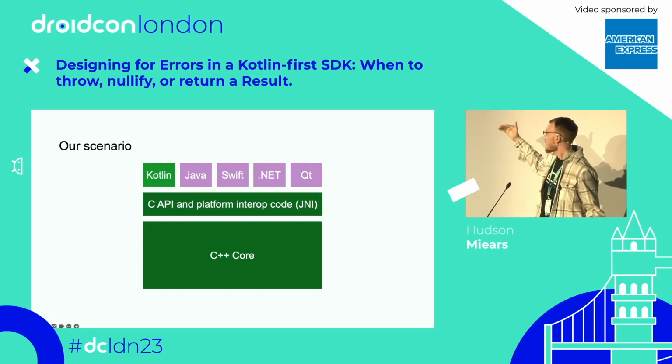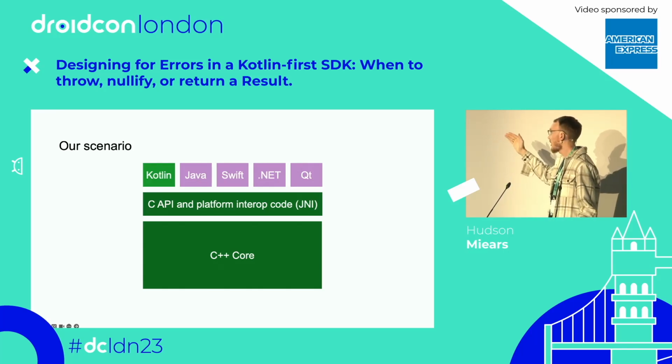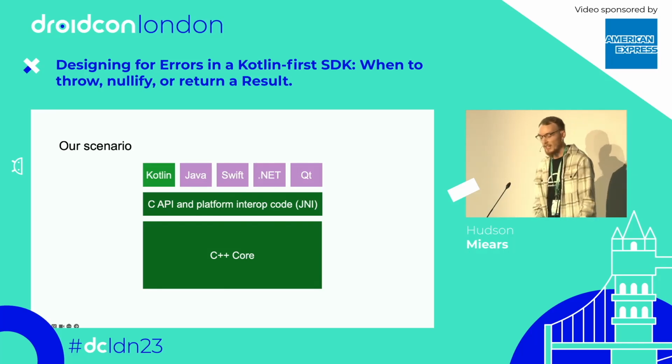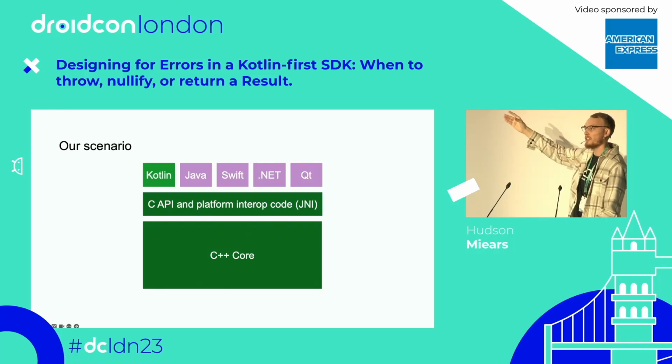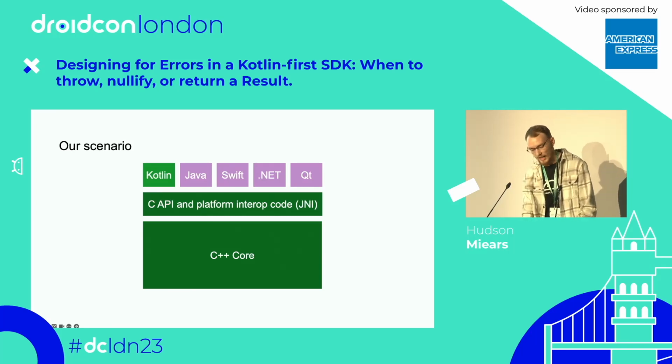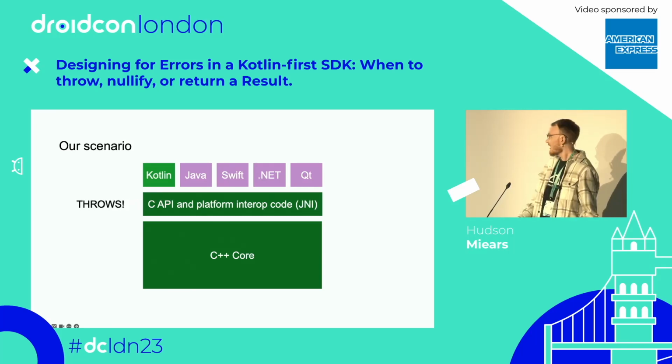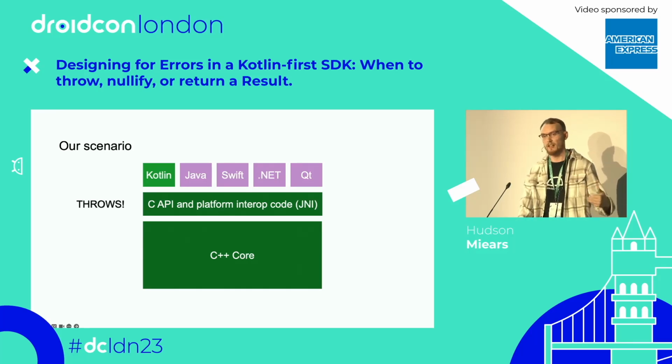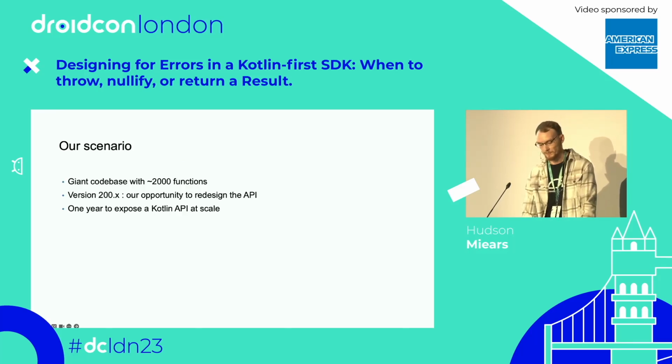And on top of that, we have a C API and some platform interop code, which in our case is JNI. And on top of that, we have our actual Kotlin API, which calls down into those things and exposes it out to our users. Also important to note, the JNI can throw. So that's how we receive the errors from down below.